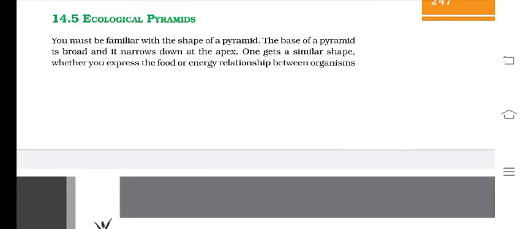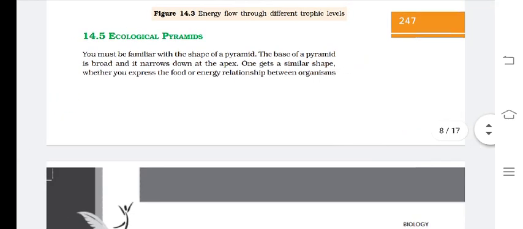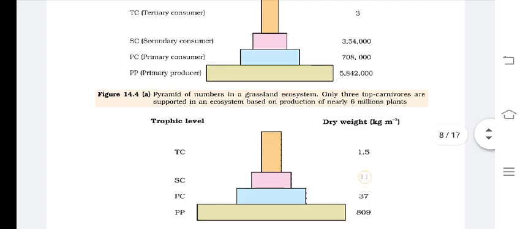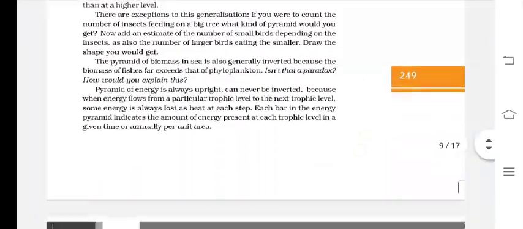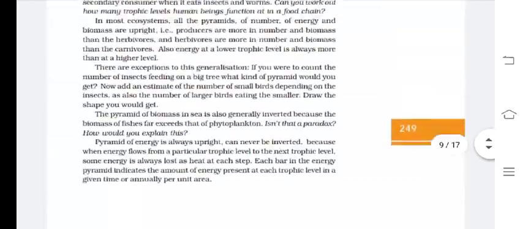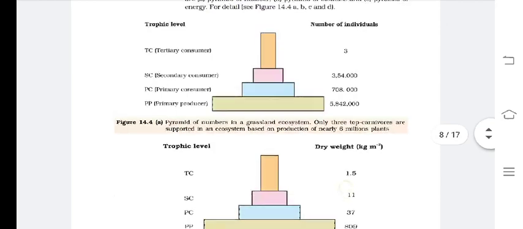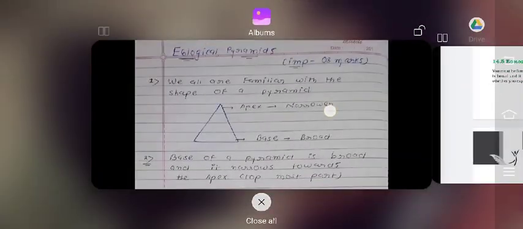Hello friends, today we are going to learn about the important question of chapter number 14. The title of the question is Ecological Pyramids. Now you can see the PDF format of the question Ecological Pyramids on your screen, and it is also a lengthy question including three different diagrams of the pyramids. Okay, so now we will go to the notes.